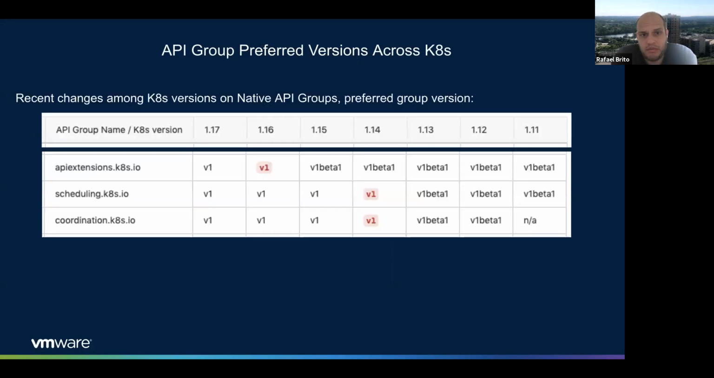So we did a quick inventory. This is the changes of preferred version across major Kubernetes versions. I'm gonna apologize because the columns start with the most recent to the older. But you can see that between 1.15 and 1.16, we got a change on the API extensions. Scheduling changed between 1.13 and 1.14. And every time there's a preferred version change, there are some slight changes on the object schema, and we're gonna talk about this.